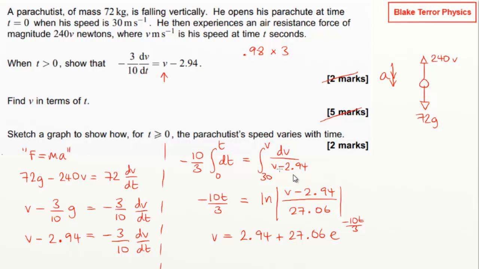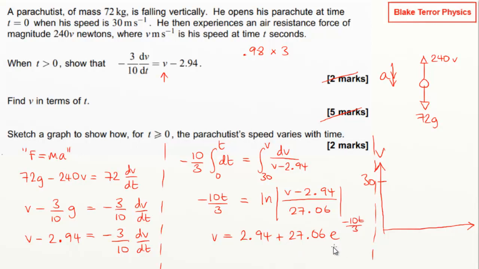Now they just want us to sketch this. So again, this is making sure that your maths is up to scratch. We want to be able to sketch exponential graphs. So we're just doing v against t. We know that it starts at 30. I'm a little bit squished in here. But yeah, it starts at 30. And then what's going on as t increases?